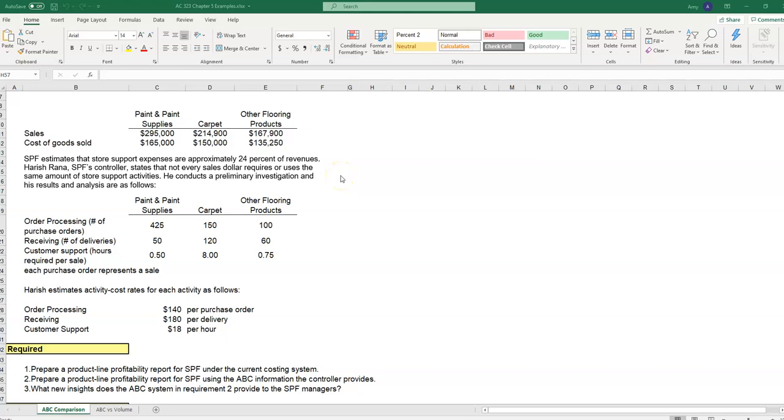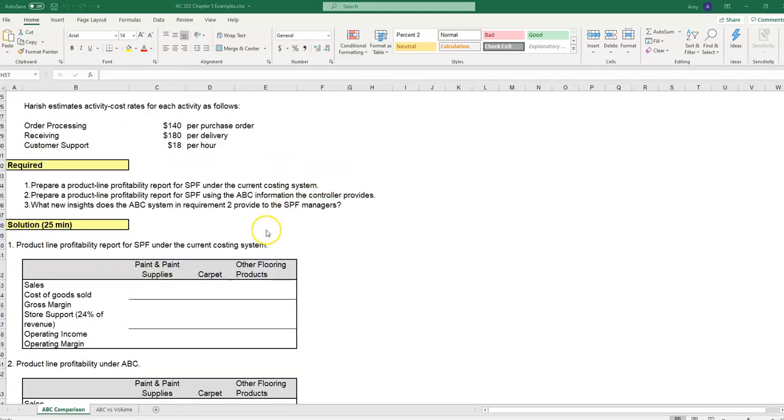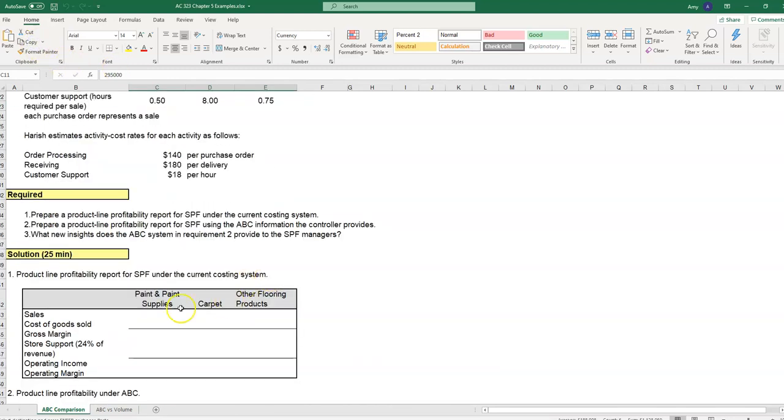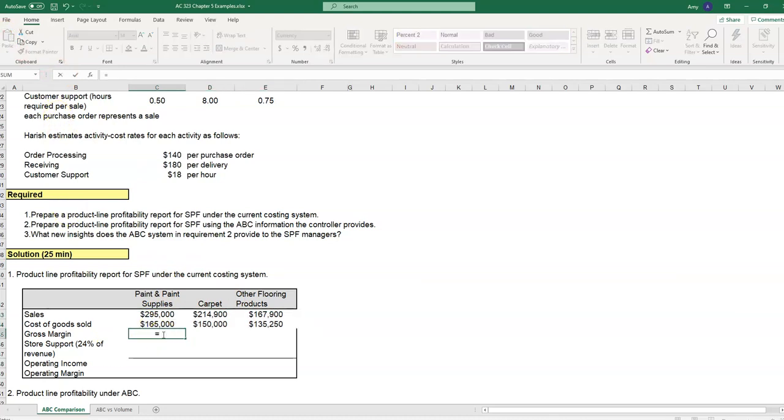And they're looking at changing to an activity-based line. So what we're going to do is we're going to look at our current costing system compared to the activity-based costing system and see what new information we have. So we have for sales and cost of goods sold of our current lines. And if we take sales minus cost of goods sold, we get our gross margin.